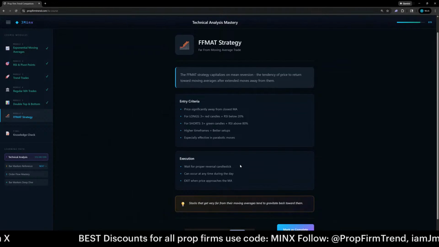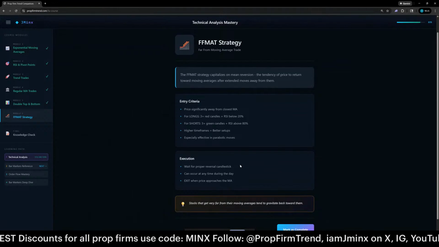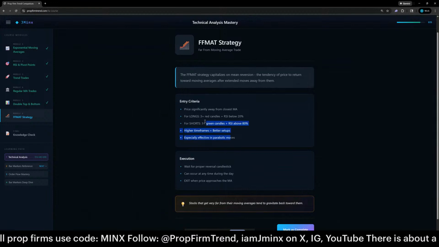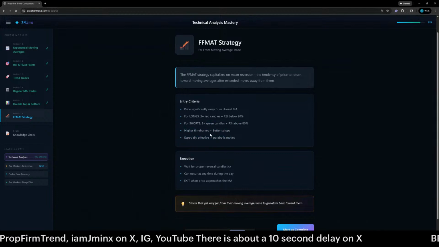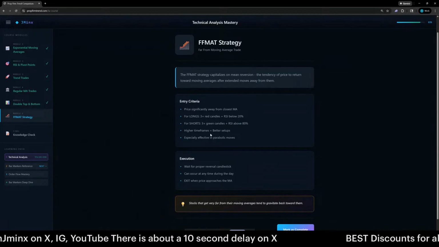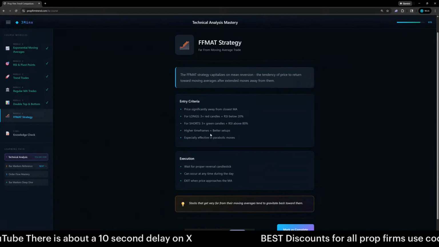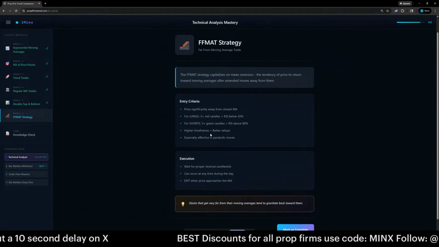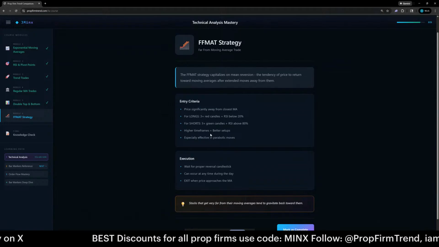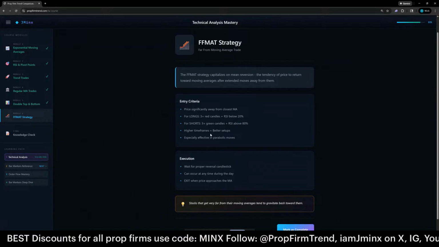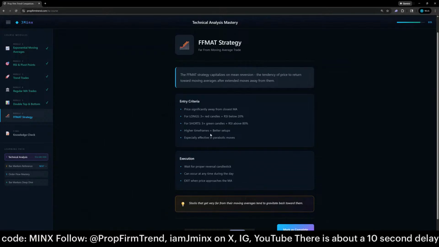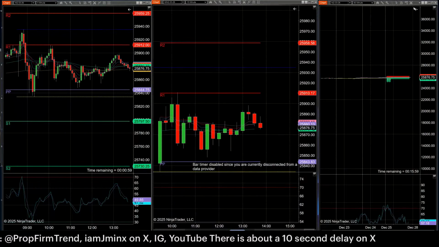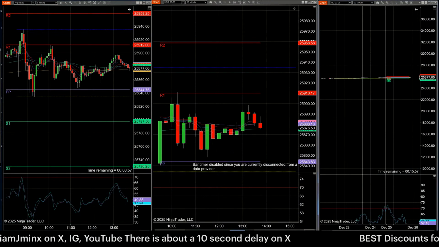And then this is the FFMAT strategy. This is one of my favorites. This is a little bit harder to gauge, especially if you're brand new looking at it. It takes experience and practice, but basically when a price moves significantly away from its closest moving average, it tends to gravitate back to it. And what that means is that you would be looking at your, oops, where is TradingView?